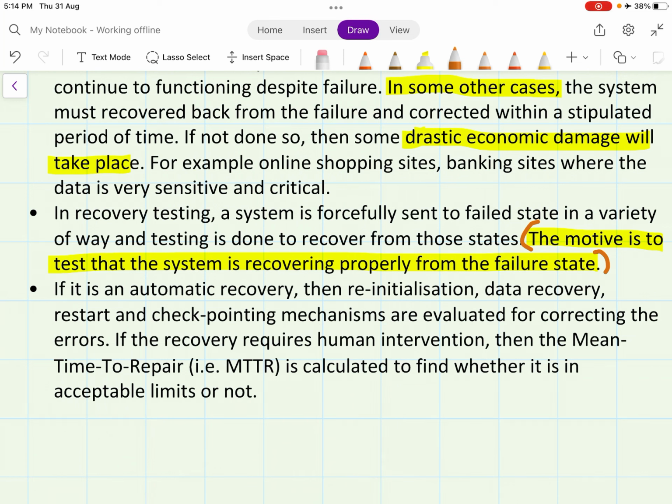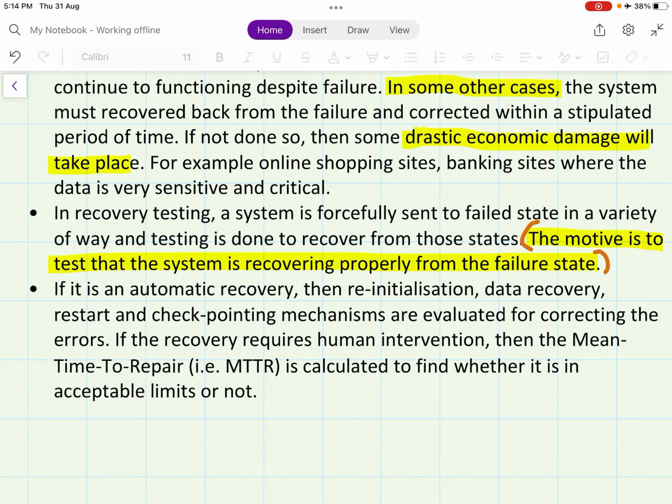If it is an automatic recovery, then reinitialization, data recovery, restart and checkpointing mechanisms are evaluated for correcting the errors. If the recovery requires human intervention, then the mean time to repair, that is MTTR, is calculated to find whether it is within acceptable limits or not. There are two types of recovery. One is automatic recovery, and the second is human intervention recovery, where some person has to look into the matter.